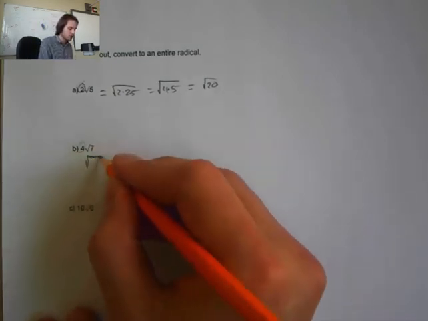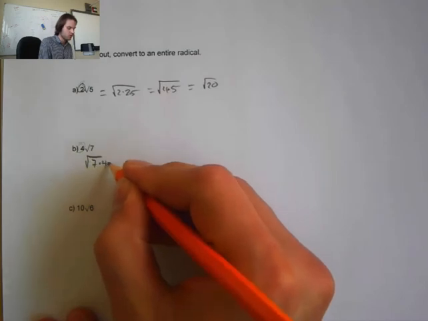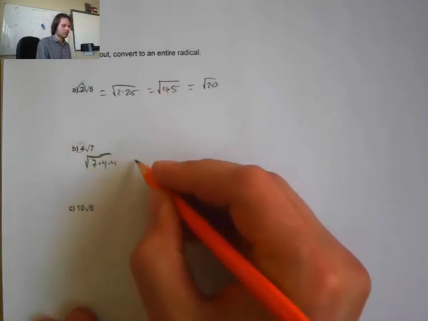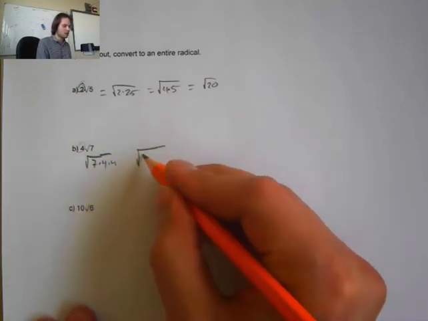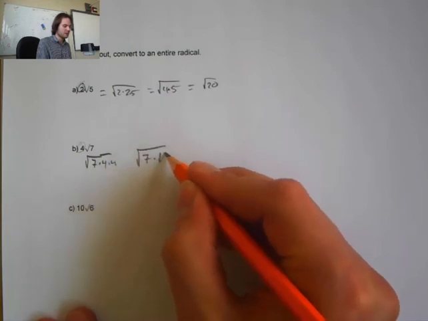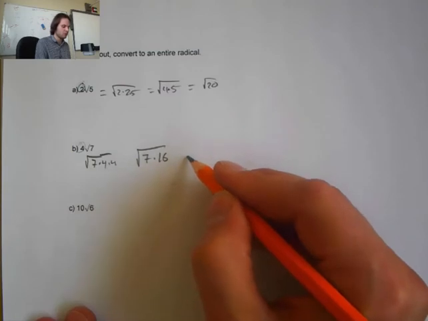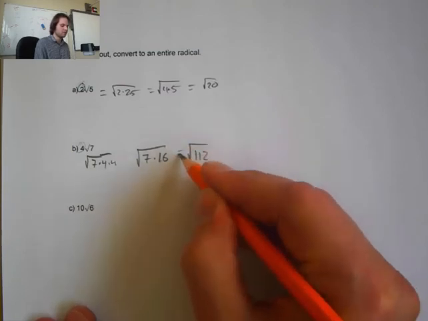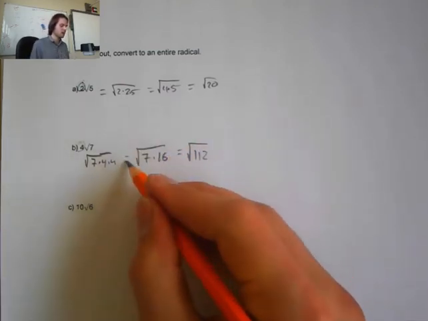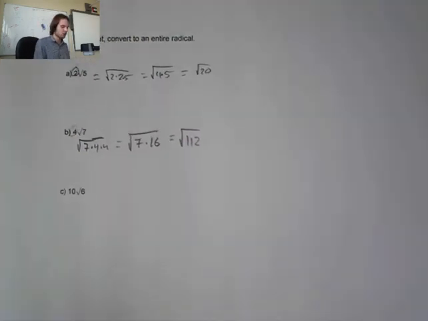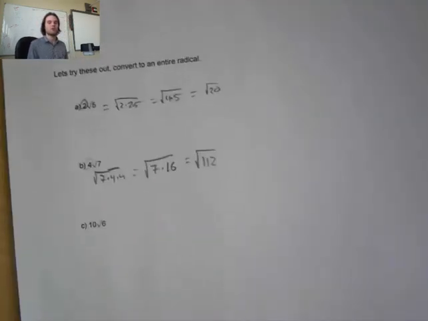So that's root 7 multiplied by 4 multiplied by 4, which is the same thing as root 7 multiplied by 16, which will give me 70 plus 42, which is 112, root 112, I believe. Okay? Now let's try this last one here. We have 10 root 6.